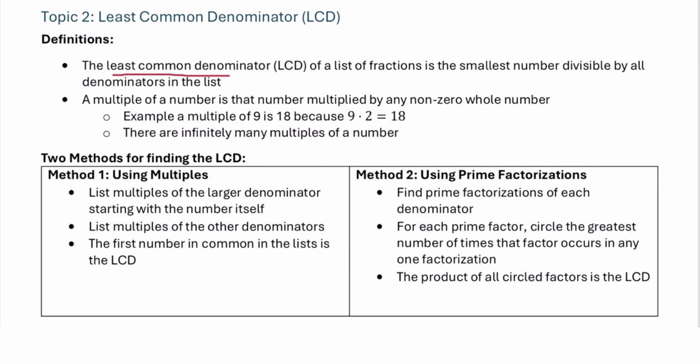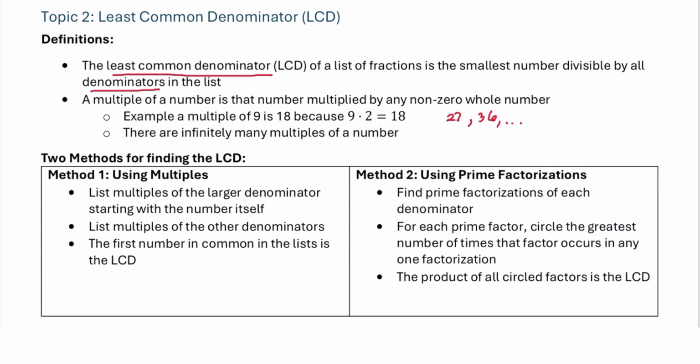The least common denominator, or LCD, of a list of fractions is the smallest number divisible by all denominators in the list. A multiple of a number is that number multiplied by any non-zero whole number. For example, a multiple of 9 is 18 because 9 times 2 is 18. We could also do 9 times 3, 27 is a multiple of 9. 9 times 4, 36. It's a multiple of 9, and so on. That continues forever. There's an infinite number of ways to find multiples of a number.